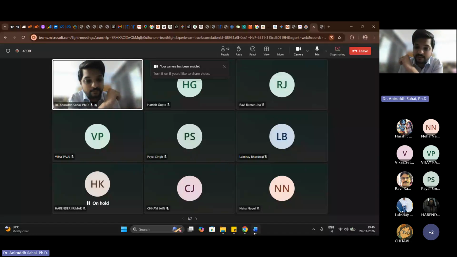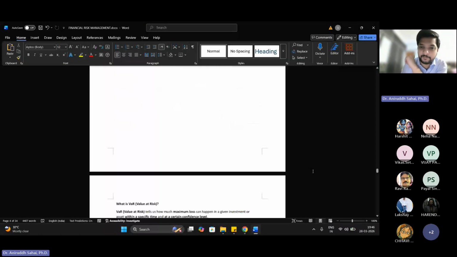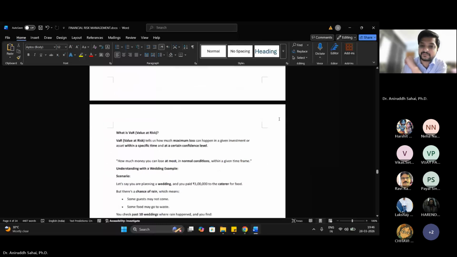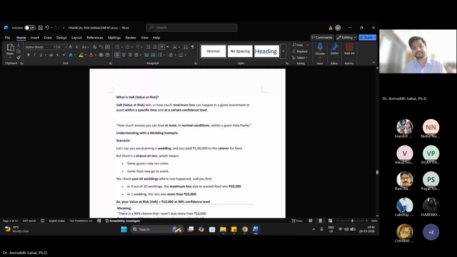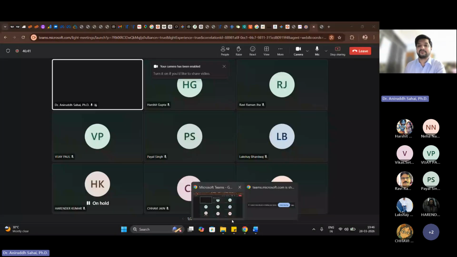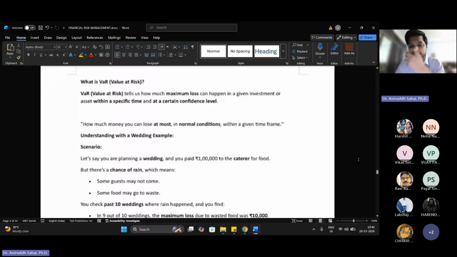So one very commonly asked topic is value at risk, VAR. VAR, anyone knows what is VAR? Value at risk. VAR stands for value at risk margin. मतलब कि the maximum loss that can happen on a given investment within a specific time and is also associated with a certain confidence level.